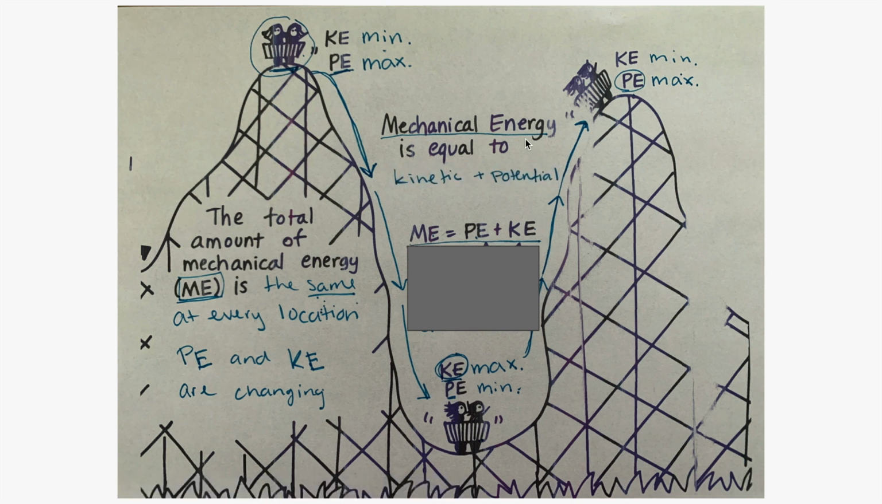So we can say that this mechanical energy is equal to the kinetic and potential energy, like this equation here. And we know that based on this example, the mechanical energy is staying the same and our potential and kinetic energy are varying. Now we're going to move on to some questions just to check your knowledge based on the notes we just went over.